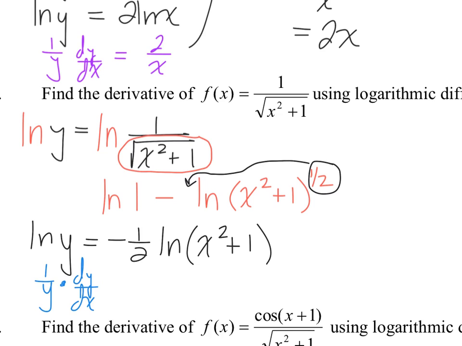On the left-hand side, it's your 1 over y dy dx. On the right-hand side, you have a constant multiple of 1/2. And then we just need the derivative of the natural log of x squared plus 1, which is what? That's part of it, times 2x, so we'll just put the 2x up top.